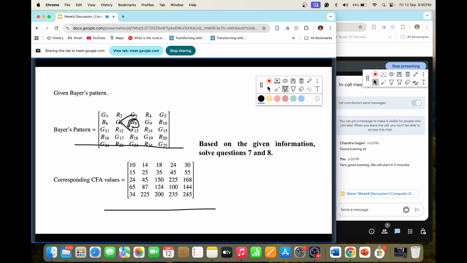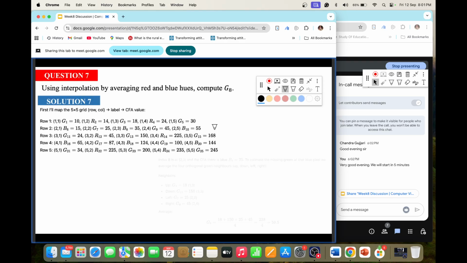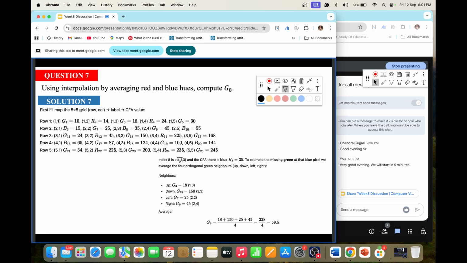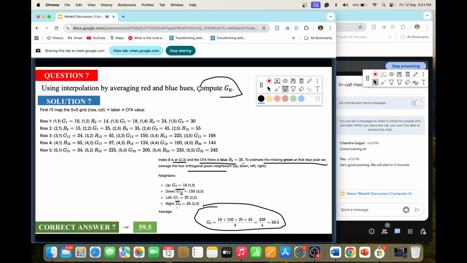How can we interpolate G8? We have G3, G7, G9 and G13. If we just add up all these 4 pixels and divide by 4, we can get G8. So we will interpolate G8 at B8. That is what is written at index 8 of the CFA, where blue B8 has been given. To estimate the missing green pixel, we look at the orthogonal green neighbors, that is G3, G7, G9 and G13, add them up and divide by 4 to get the G8 value. This G8 value is coming 59.5.